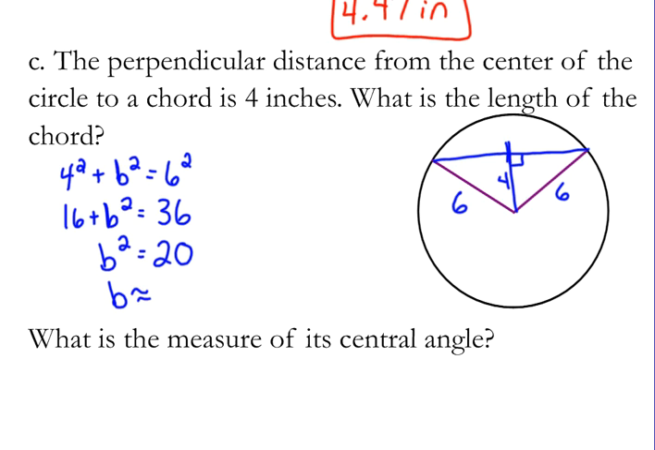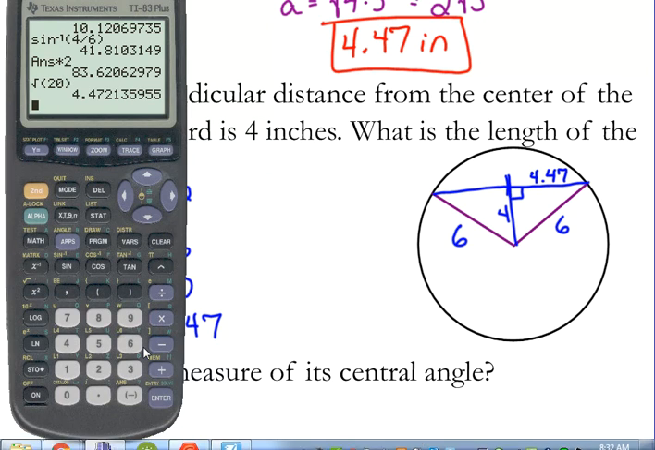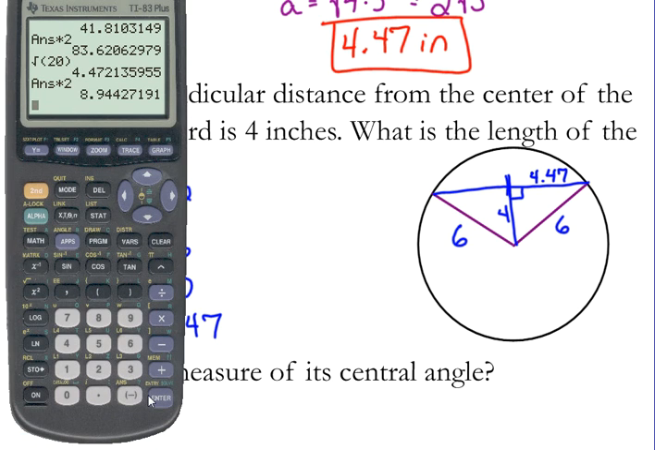So b is approximately 4.47, okay? But that's only this half of it, 4.47. That's only that side of the triangle. They want to know the length of the chord. So we multiply it by 2 because it's been bisected. 8.94.